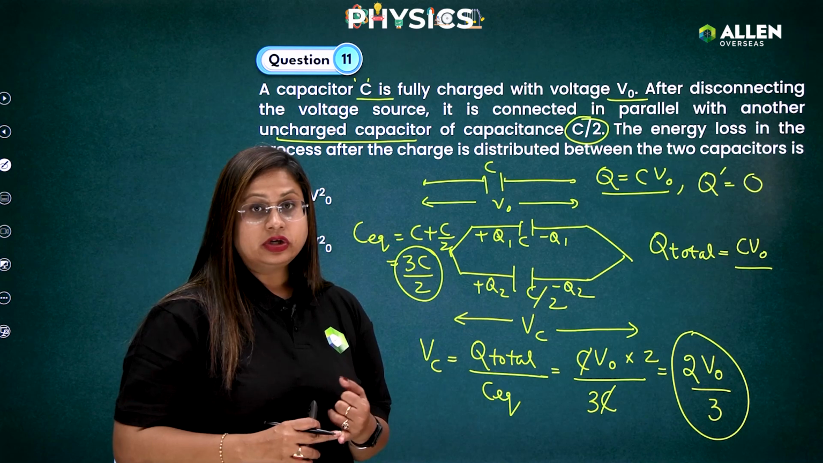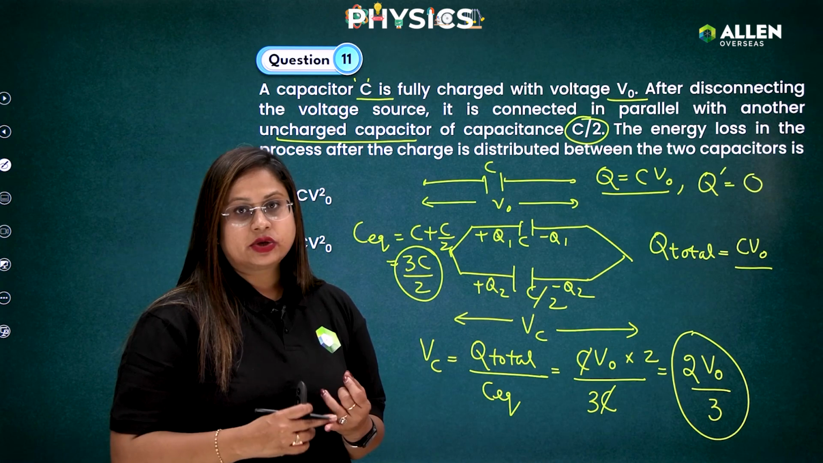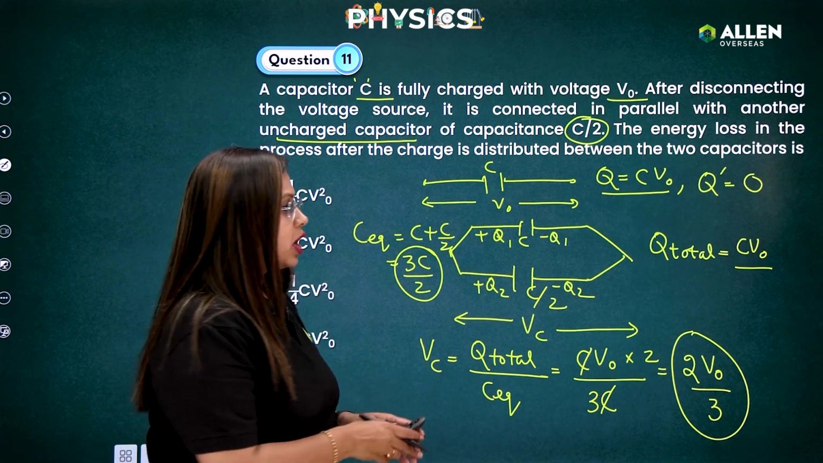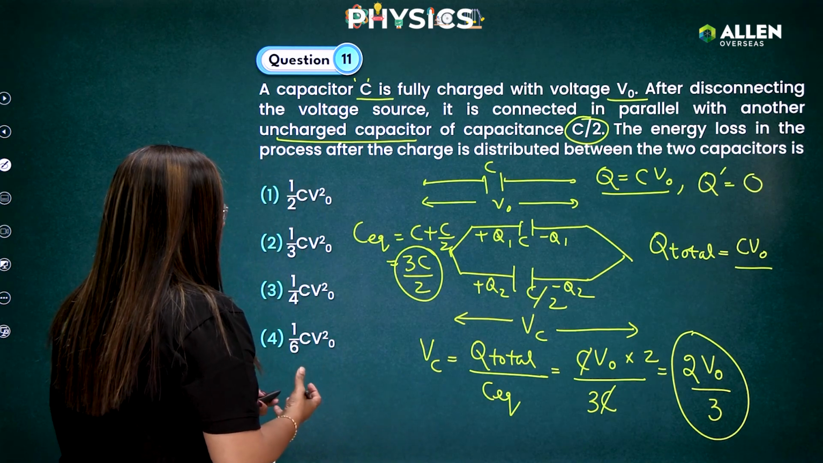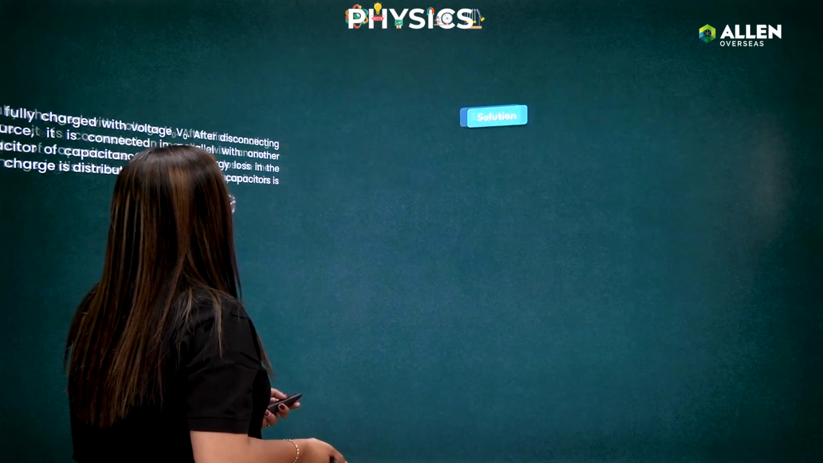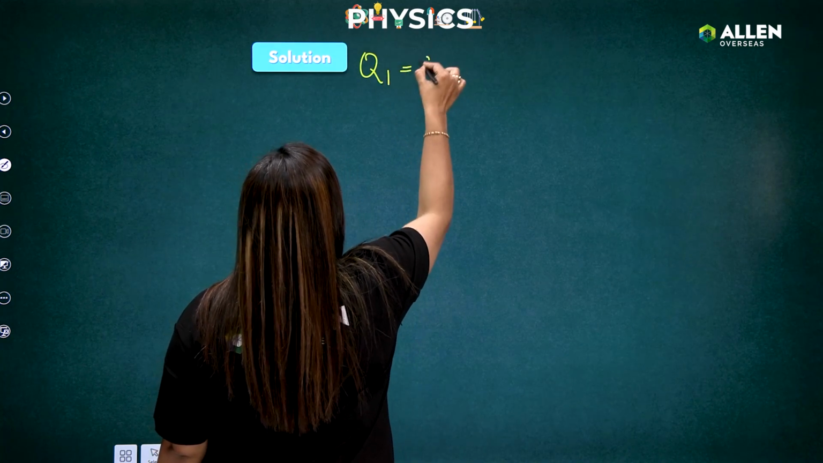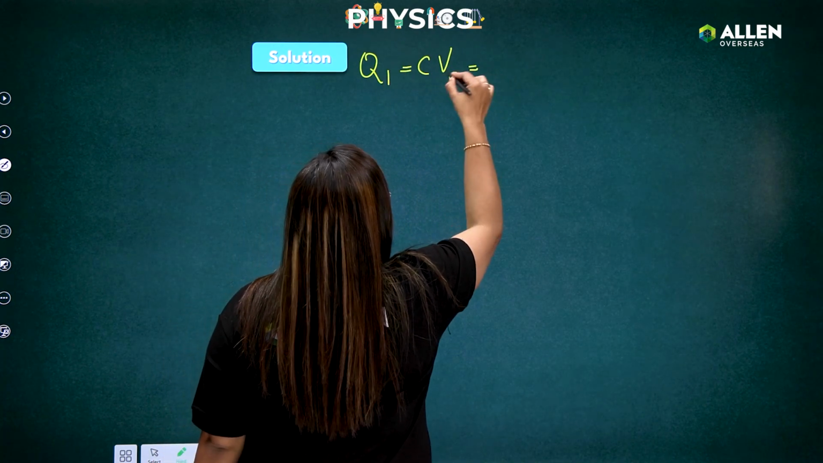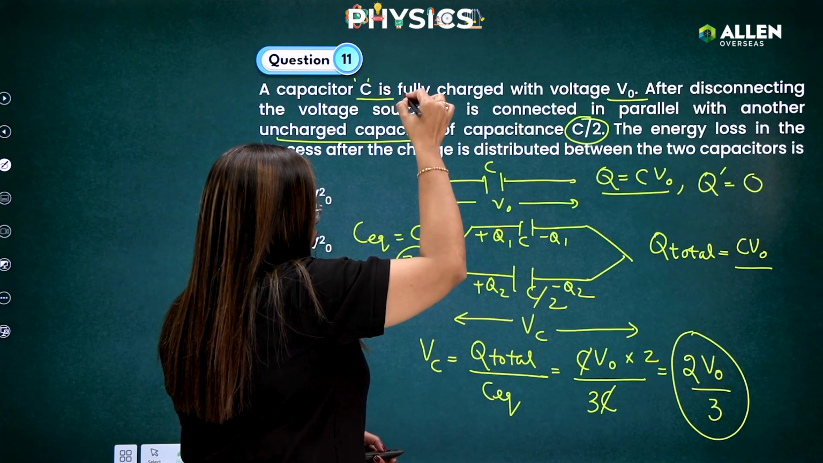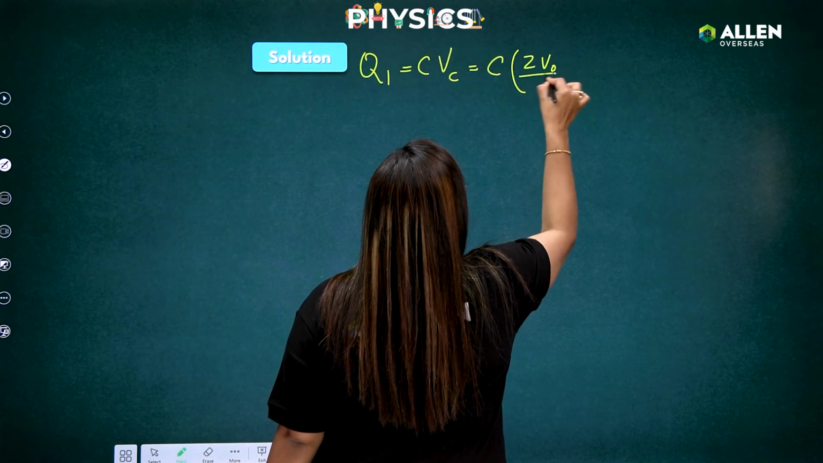Now we are required to find out how much is the energy loss. This question can be extended to ask you to find the amount of charge that is going to be stored in the capacitors. So I am covering all the aspects of this question. So this is the common potential. If we are asked to find the value of Q1, that is the final charge on the first capacitor, this is going to be C Vc. C and Vc we have just calculated as 2V0 upon 3. So this is 2CV0 upon 3.